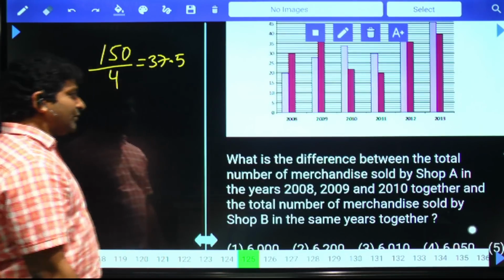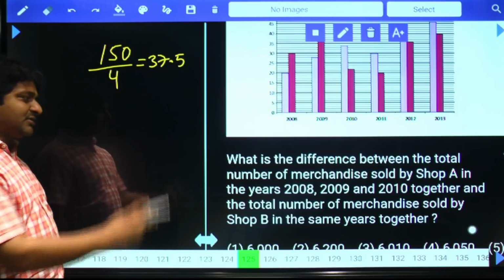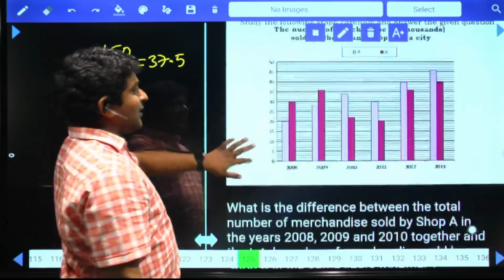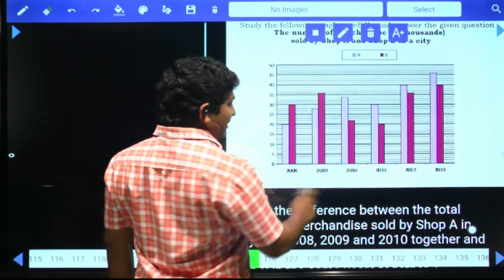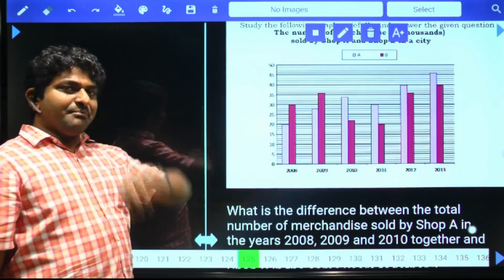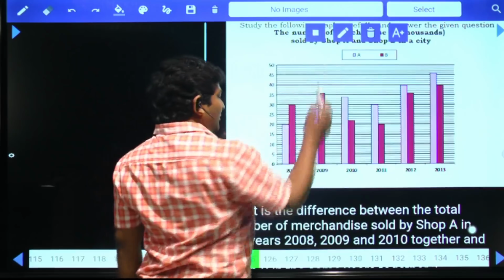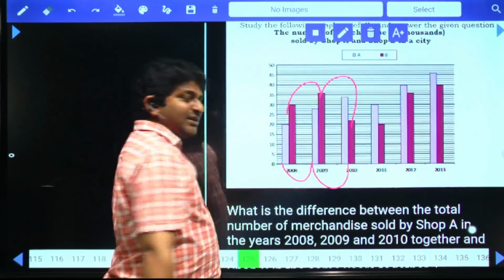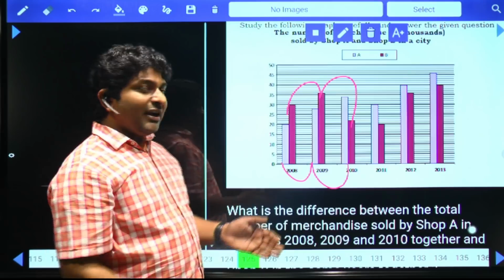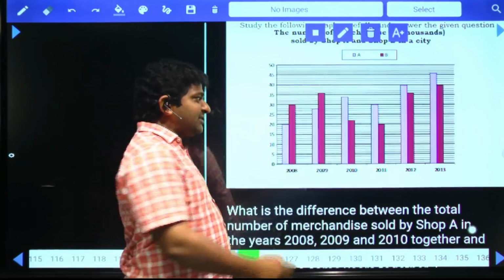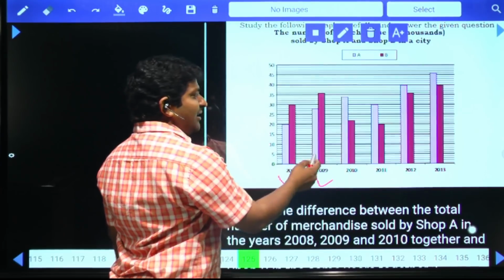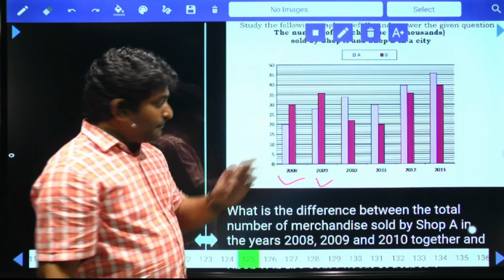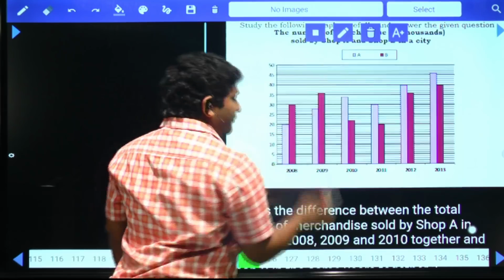What is the difference between the total number of merchandise sold by A in the years 2008, 9, 10 together and B sold in the same years? Here we would calculate the three A values, add the three B values and take the difference. Instead of that, let us go for individual difference. Out of these 3 years, here and here A value is less, but here A value is more. So order is very important. B value minus A value. Let's go for individual difference.